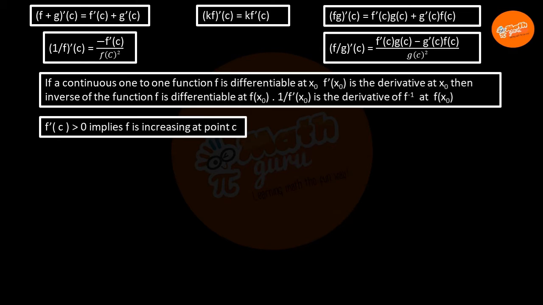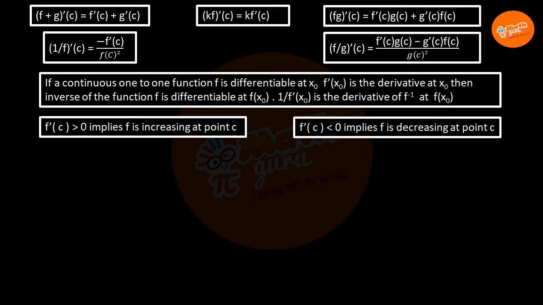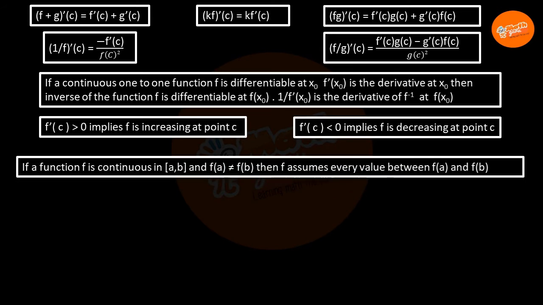And f prime of c greater than 0 implies f is increasing at the point c, and f prime of c less than 0 implies f is decreasing at the point c. If f prime is equal to 0 at c, then f is neither increasing nor decreasing. It is called an extremum point, or local minima, local maxima, like that.